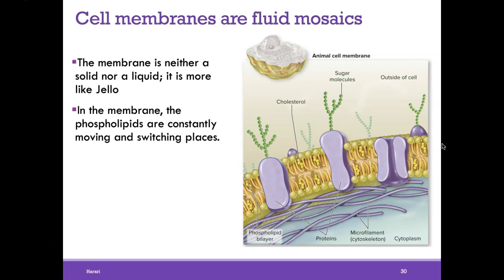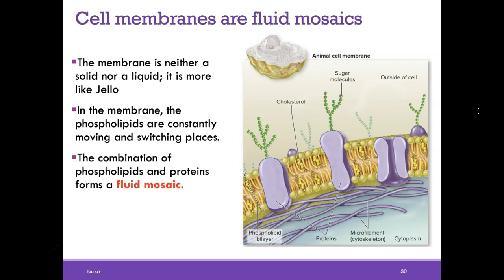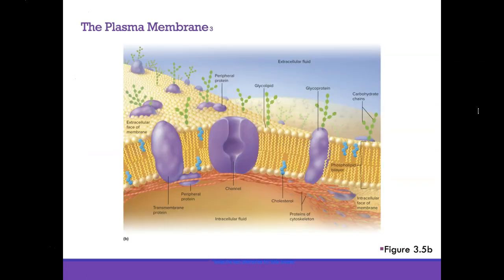Right? And in the membrane, phospholipids are constantly moving and switching places. They're always diffusing in and out. So it's a very fluid, dynamic structure. It's not like it just stays in place. So the combination of phospholipids and proteins forms what we call a fluid mosaic. It's a mosaic because it has a lot of different pieces, and it's fluid because it's always moving. It's not a solid mosaic. So this is what we spoke about so far.